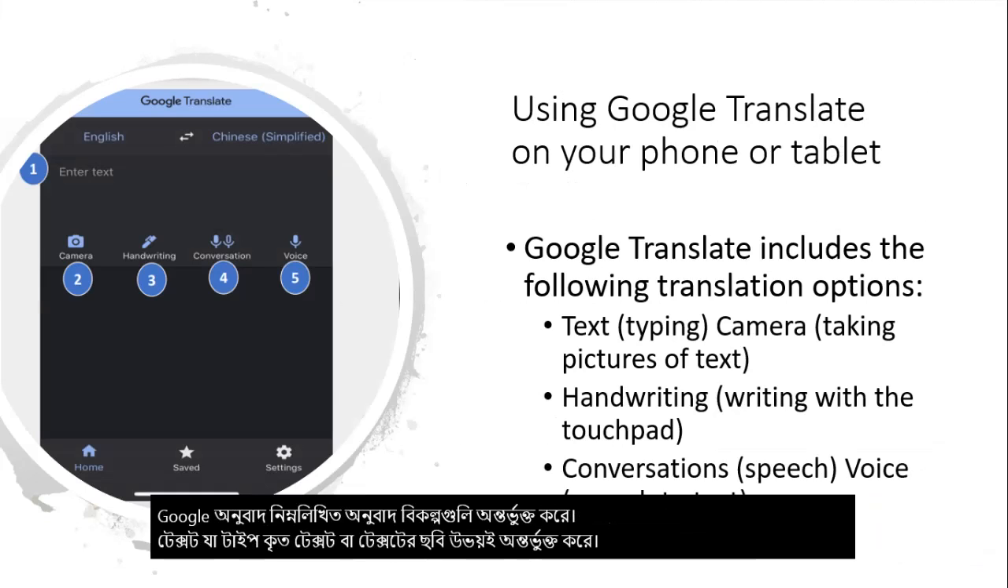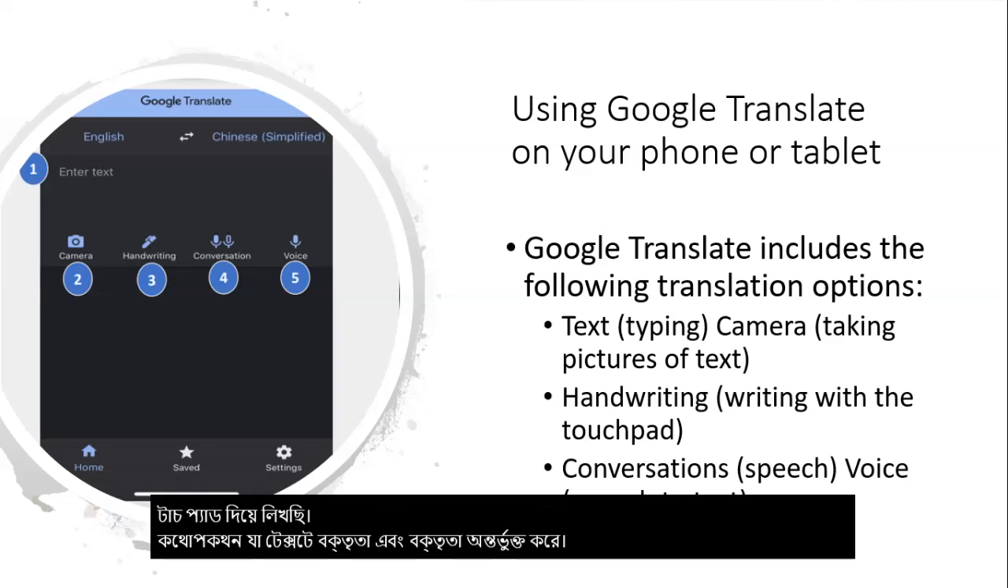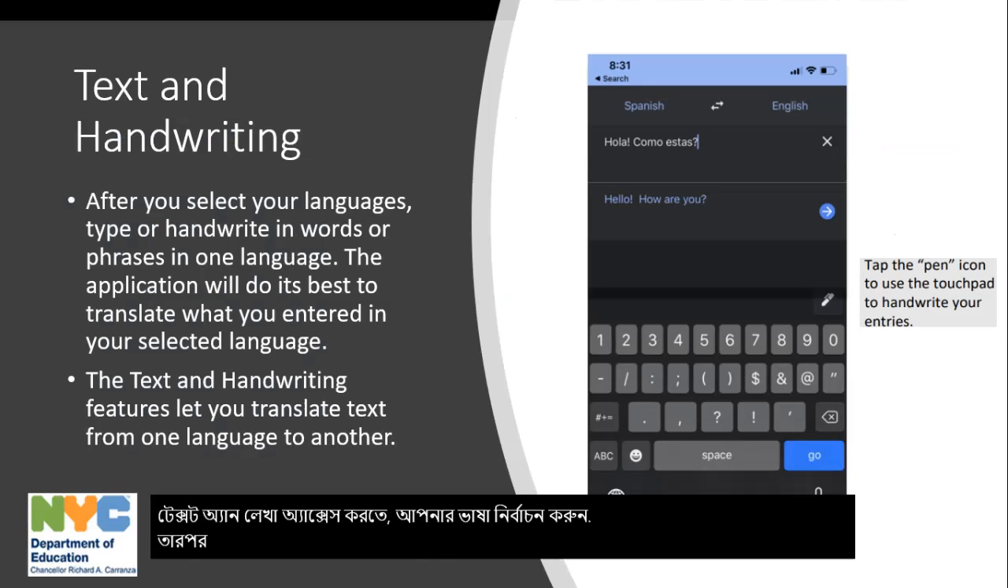Handwriting, writing with the touchpad. Conversations, which includes speech and speech to text. To access text and writing, select your language. Then type or handwrite in words or phrases in one language. The application will do its best to translate what you entered in your selected language. The text and handwriting features let you translate text from one language to another.